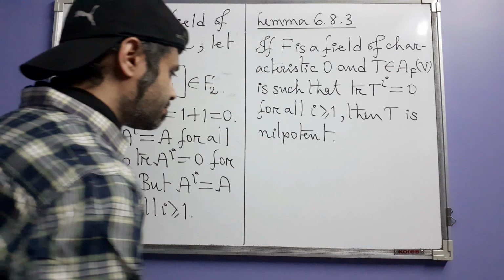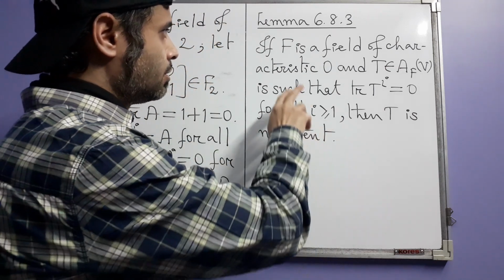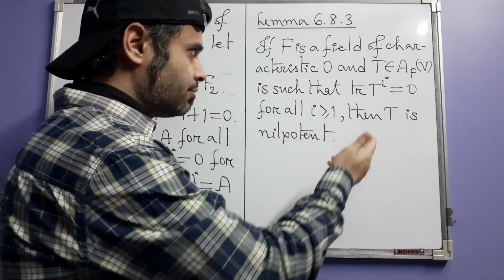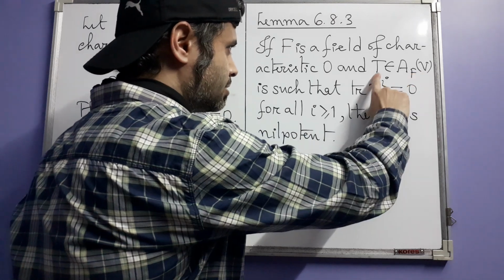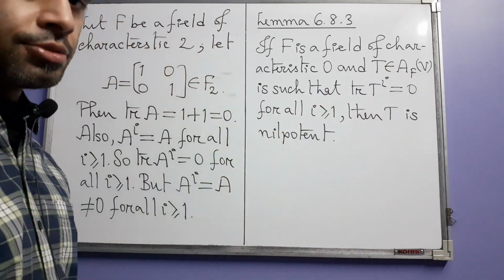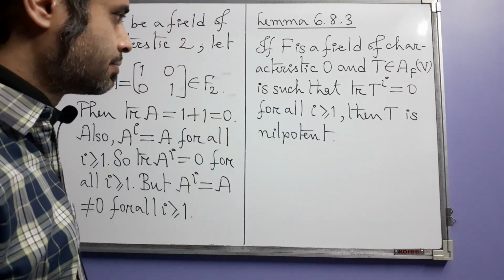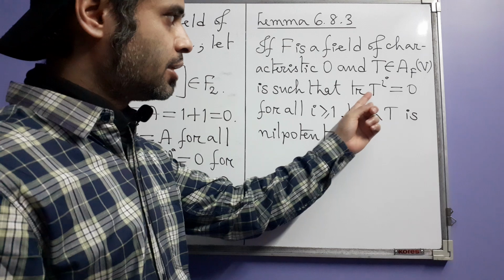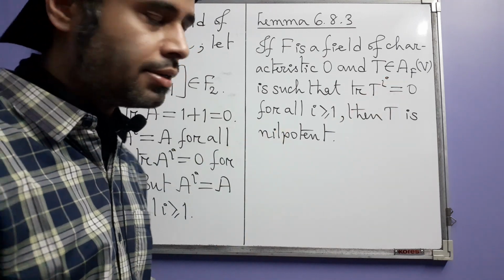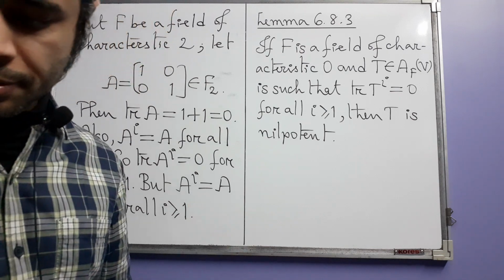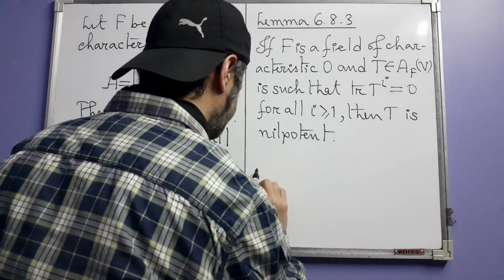So let's see. So now we have this. F is a field of characteristic 0, and V of course is some finite dimensional vector space over F, and T is a linear operator on V. As usual, T is an element of this operator algebra, such that the traces of all these powers of T are equal to 0 for all positive integers I. Then T is nilpotent. So the proof starts by considering the minimal polynomial for T.